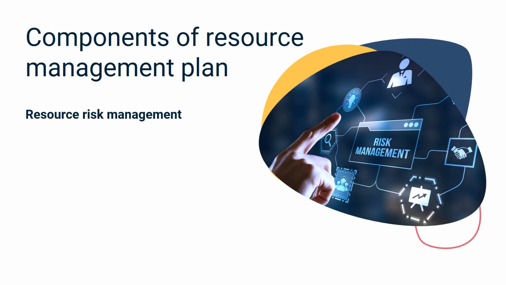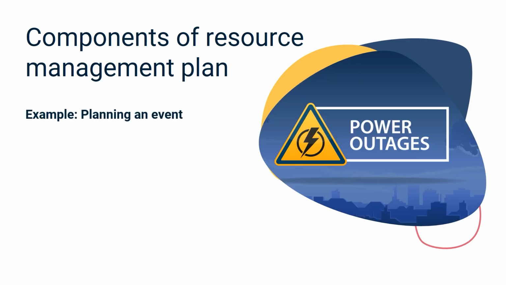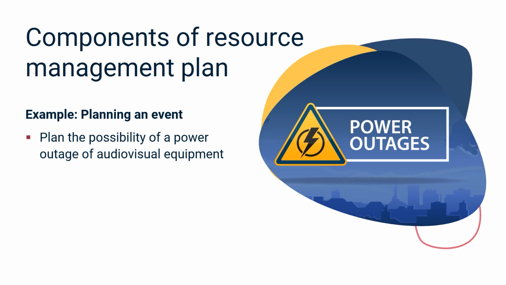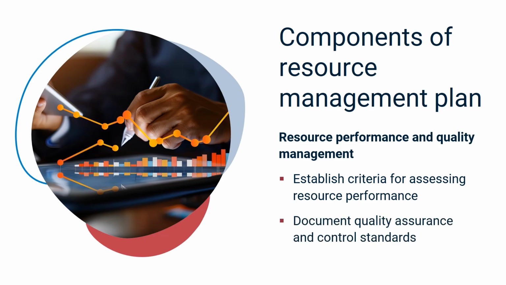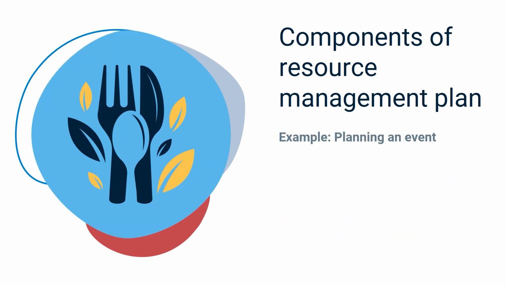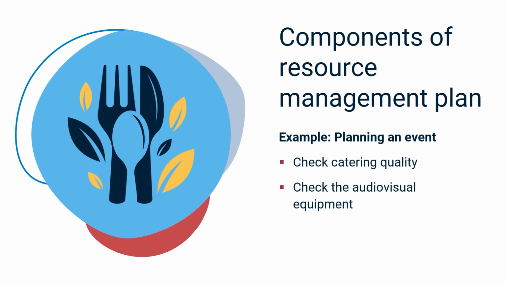Another critical component is resource risk management. It involves identifying and assessing risks in resource management and creating strategies to handle potential issues and opportunities. For example, a backup plan is essential if a power outage affects audiovisual equipment. It is also crucial to establish criteria for assessing resource performance. You should document the quality assurance and control standards needed. For example, you check whether the catering met quality expectations and whether the audiovisual equipment worked smoothly throughout the event.